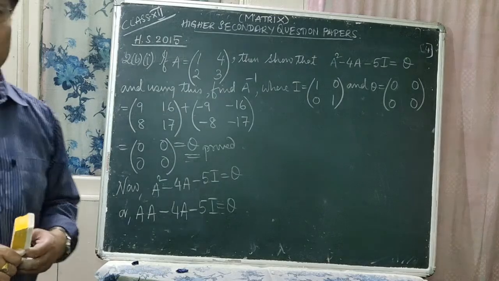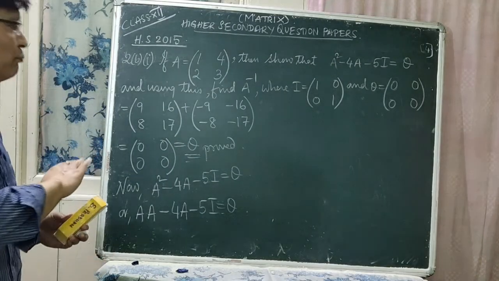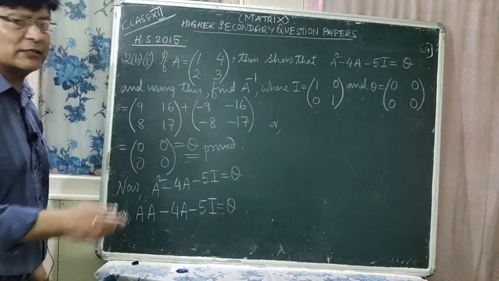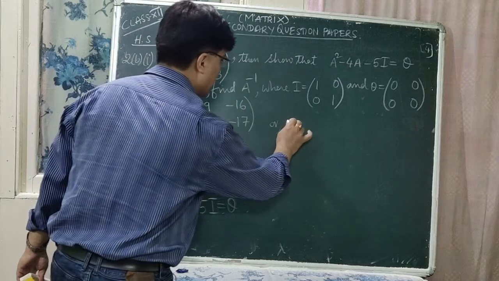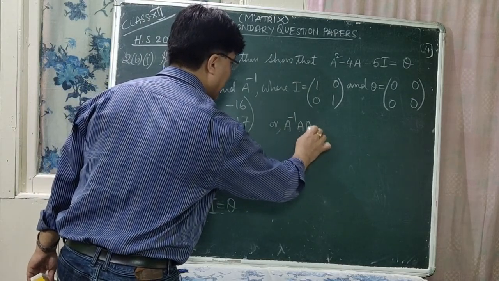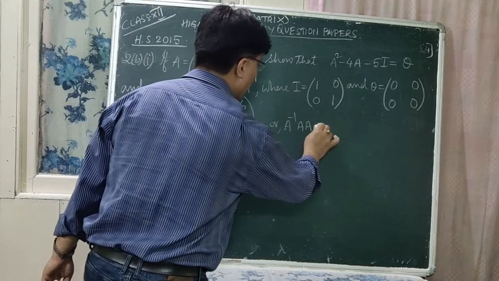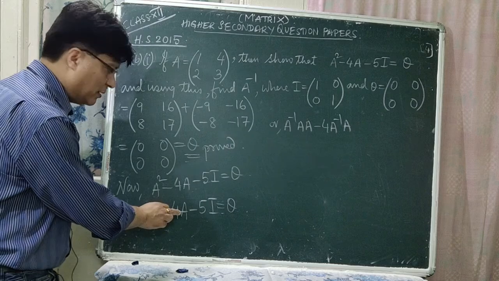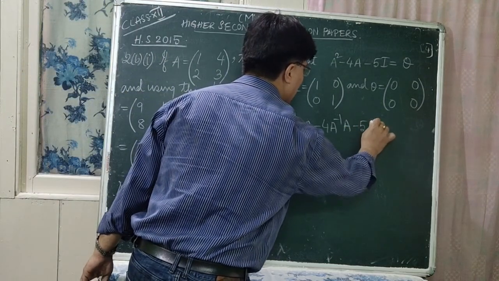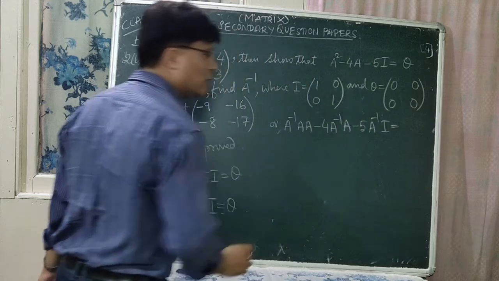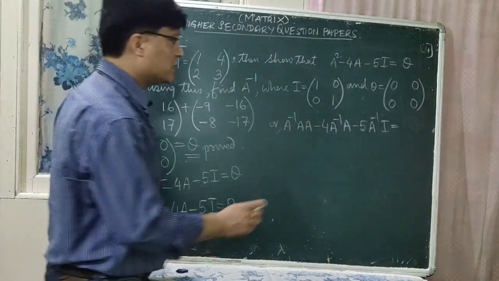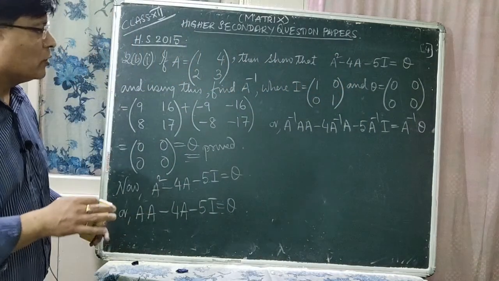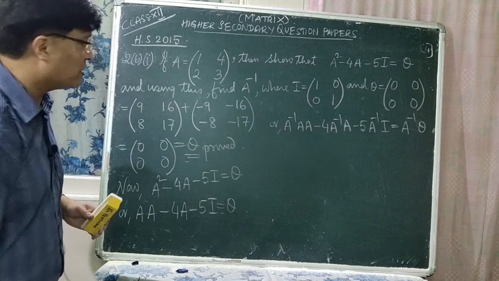Since you have to get the matrix A inverse, you have to multiply both the sides by A inverse. So multiplying both the sides by A inverse, what do we get? A inverse AA, minus 4 A inverse A, now minus 5I is there, so minus 5 A inverse I, which is equal to, on the right hand side, A inverse theta. And now you have to use the properties of matrices.